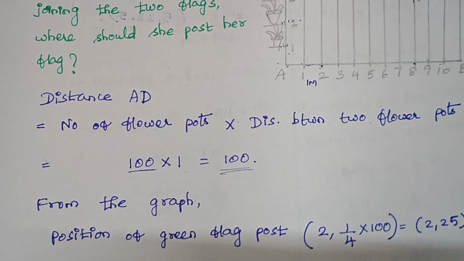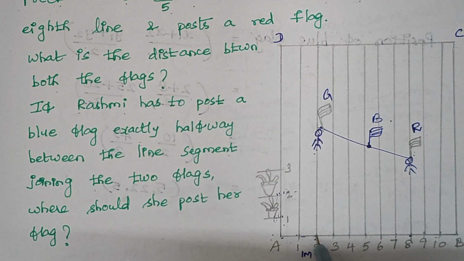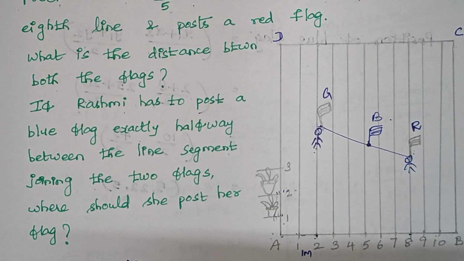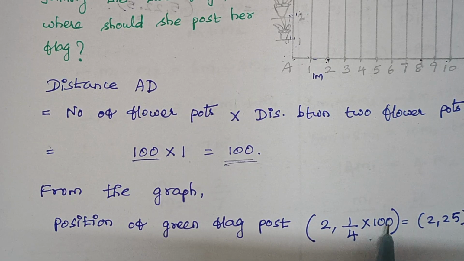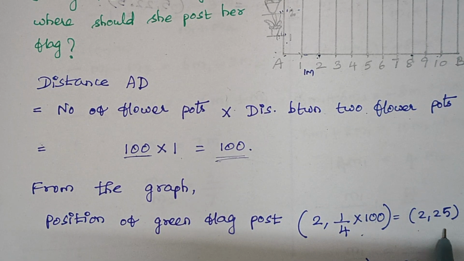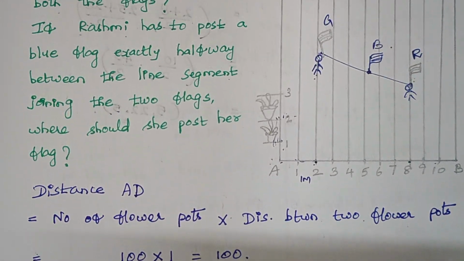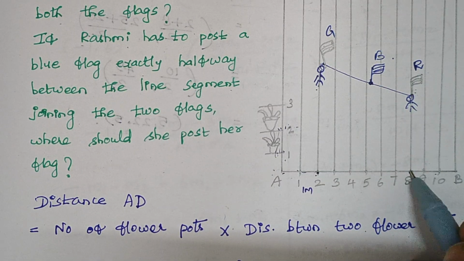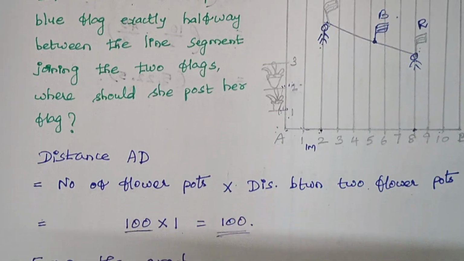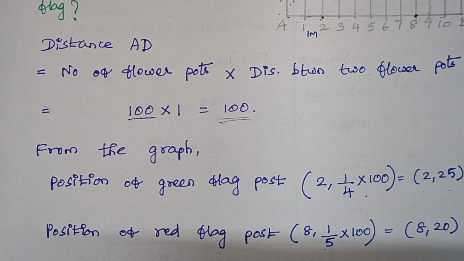So the position of the green flag, you see, this is where my green flag is located. So on the x-axis its value is 2 and on the y-axis it is 1/4 of the distance. So it is 1/4 into 100, which is 25. So the point is (2, 25). And the next thing is the position of the red flag. So you see, again when you look at this diagram, this is my red flag position. So on the x-axis it is 8 and on the y-axis it is 1/5, okay, 1/5 of the distance. So 1/5 into 100, which is 20. So here the point is (8, 20).